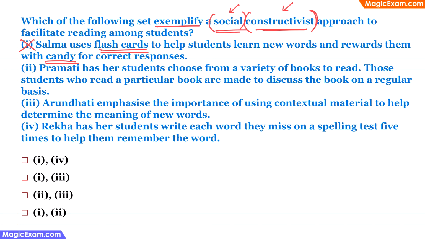Since 1 is incorrect, all the options which have 1, that is option 1, option 2 and option 4, are incorrect. Therefore, we are left with only one option, that is option 3, which is the correct answer.